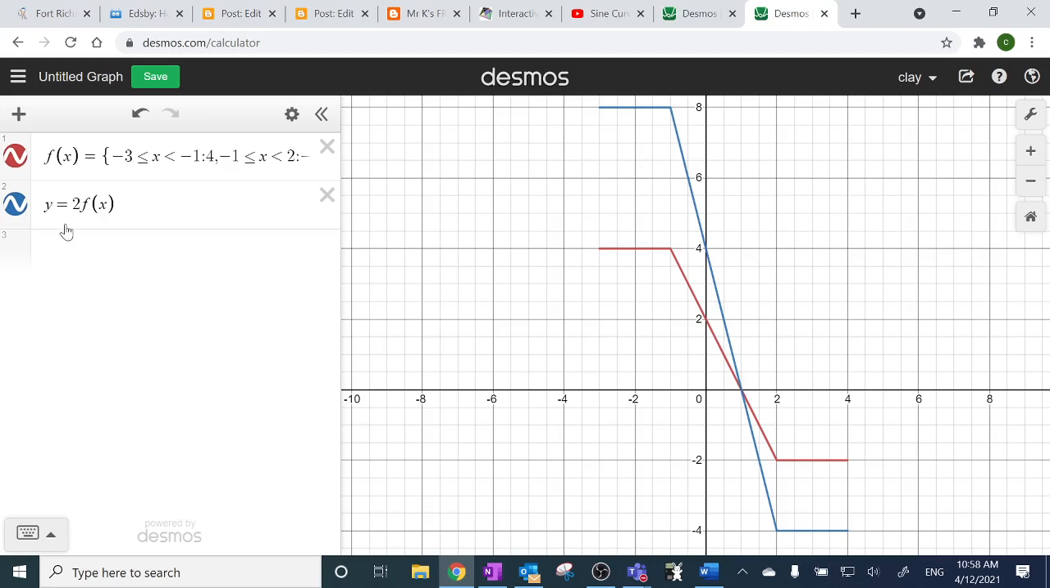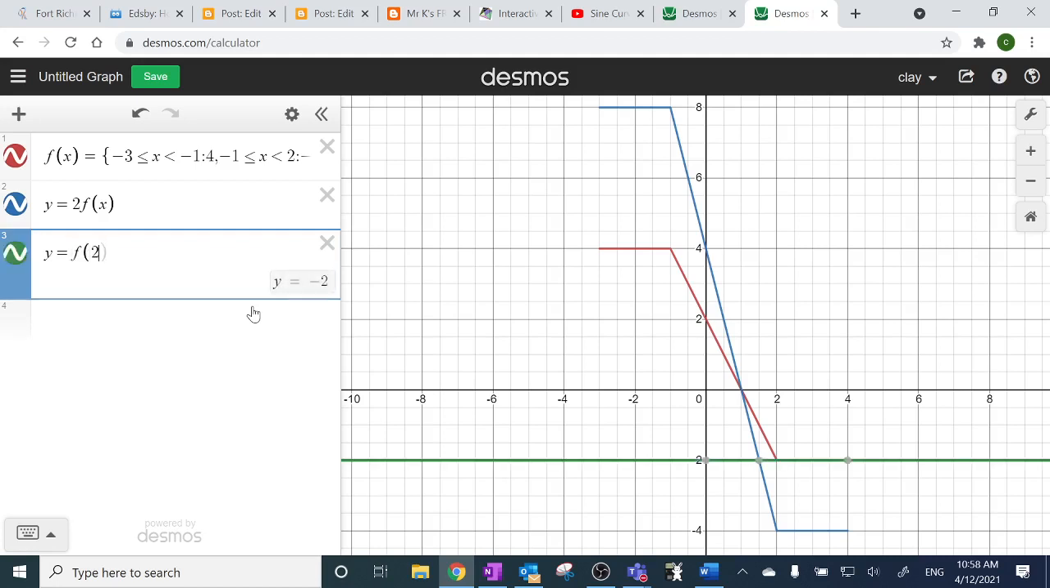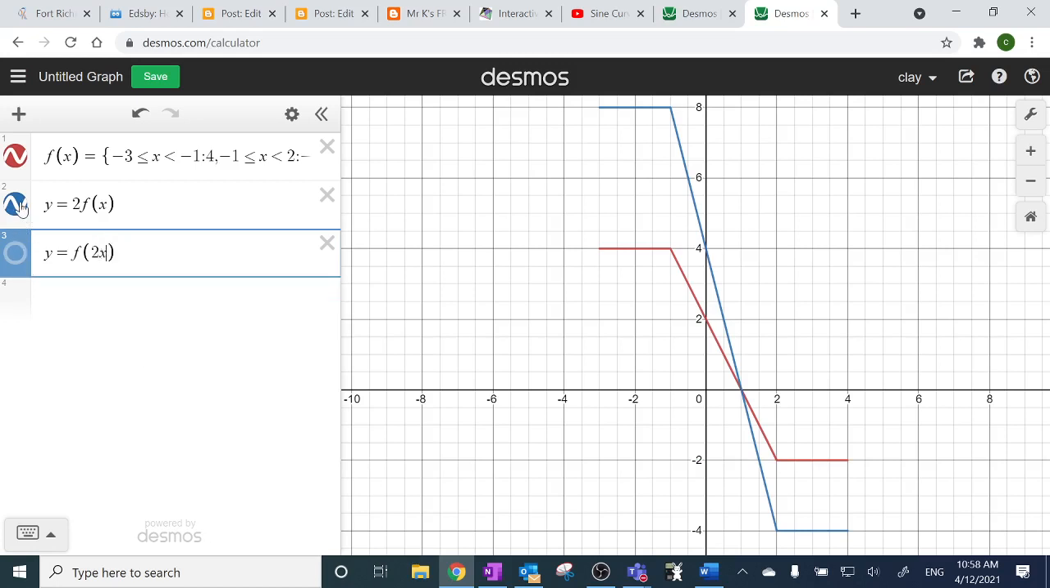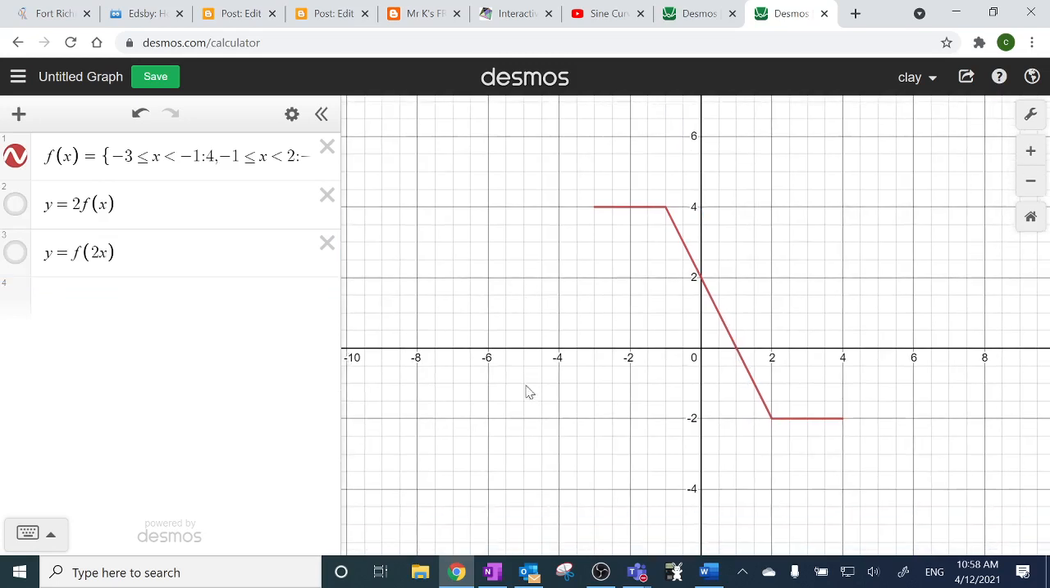And of course, there's vertical stretches. And do you remember this? If I type in f of 2x, okay, before I turn it on here, how is that one going to change the red graph? Is it going to make it wider or skinnier?